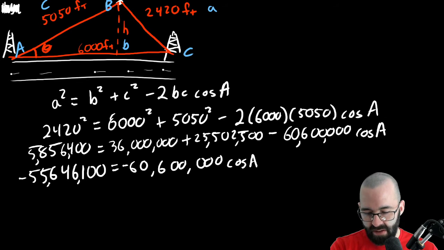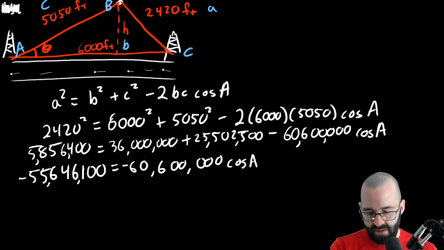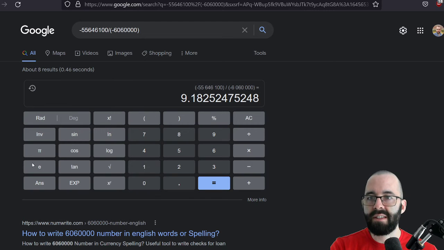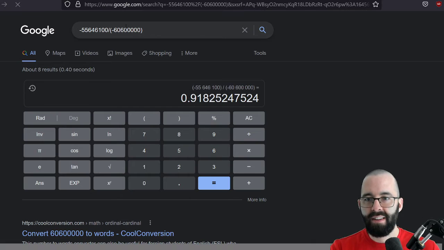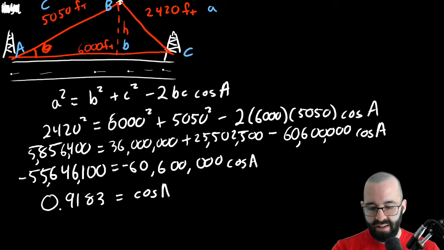55,646,100. Oh, that's right. I think I just typed it into the calculator wrong. There's 5 zeros in the last one. Yeah, okay. 0.9183 is the cosine of A.